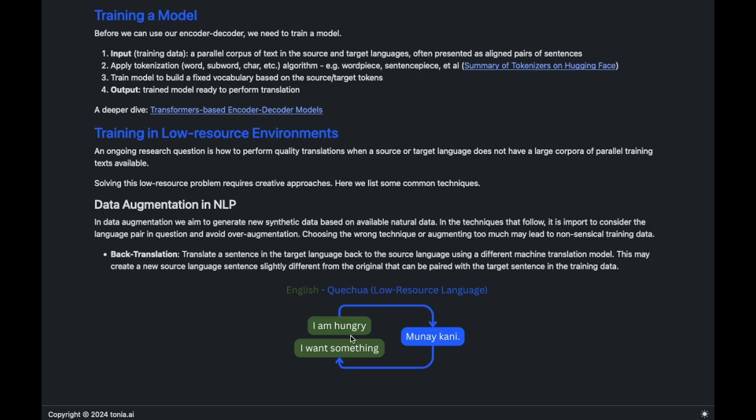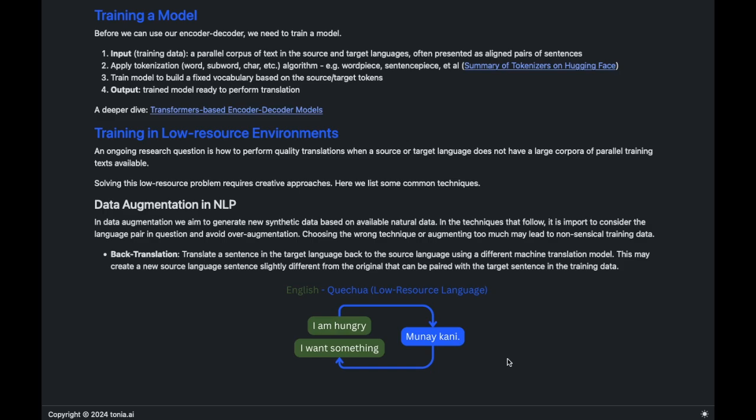So "I want something" is not exactly the same sentence as "I am hungry," but it is a sentence that is potentially portraying the same meaning as the original sentence. And so then we compare "I am hungry" with the translated sentence and "I want something" with the translated sentence. And now both of those parallel sentence pairs can be added to our training model.